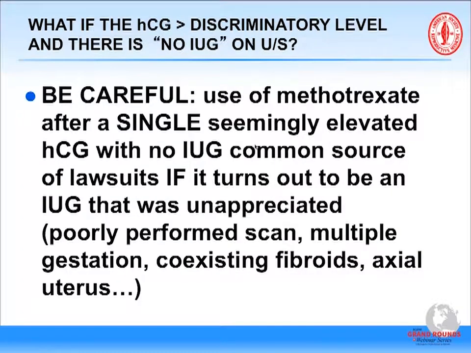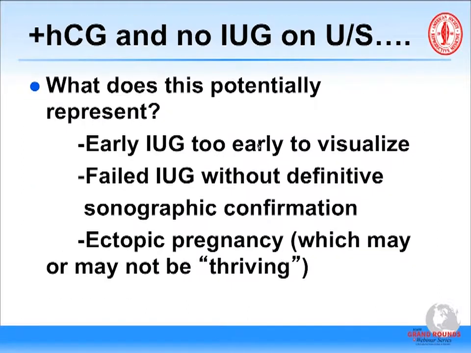But I would say be careful. The use of methotrexate after a single seemingly elevated hCG with no intrauterine has become a common source of lawsuits if it turns out to be an intrauterine that was either unappreciated or it was a poorly performed scan, multiple gestation, coexisting fibroids, axial uterus, etc., etc.